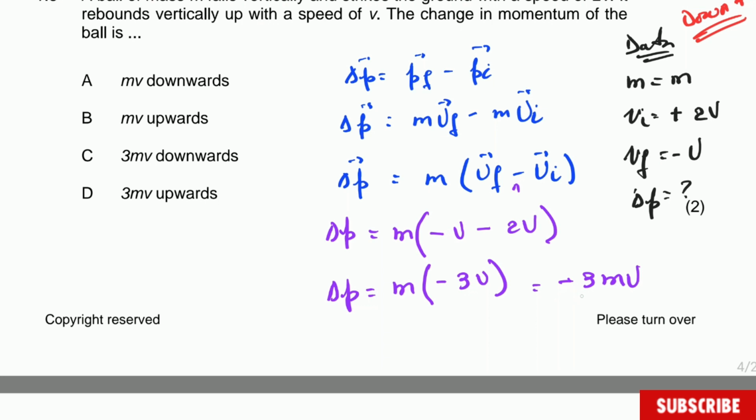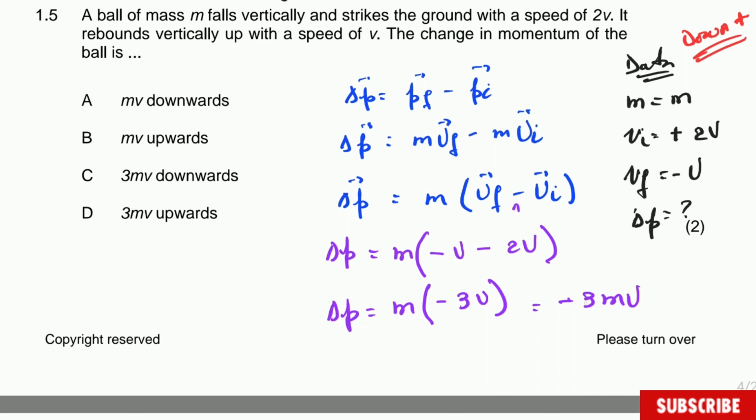So what does this minus mean? If down is positive and this is the answer, it means that it's 3mv upwards. That is the meaning of the minus, and here we call that 3mv upward. The answer is D. Guys, these questions are quite tricky and this question is always there. So this is the way of solving this question.